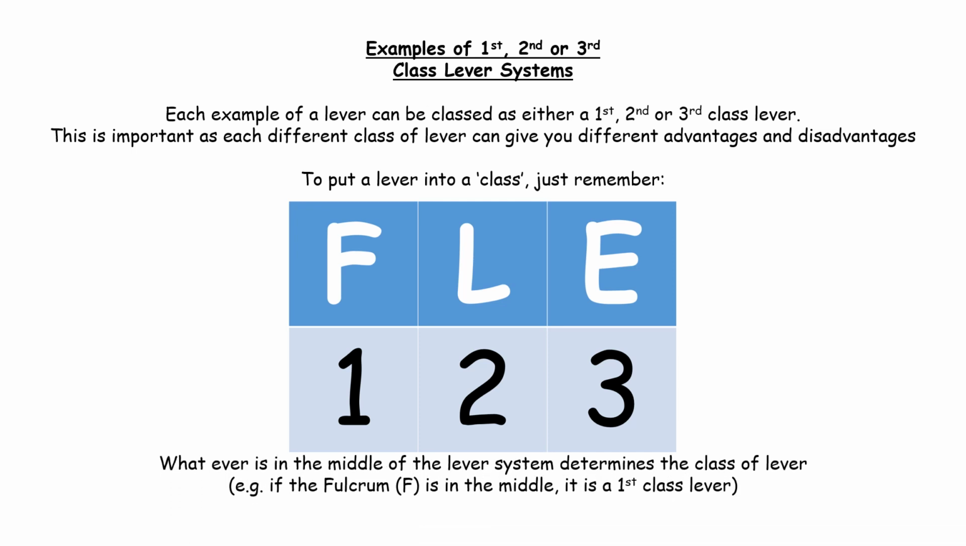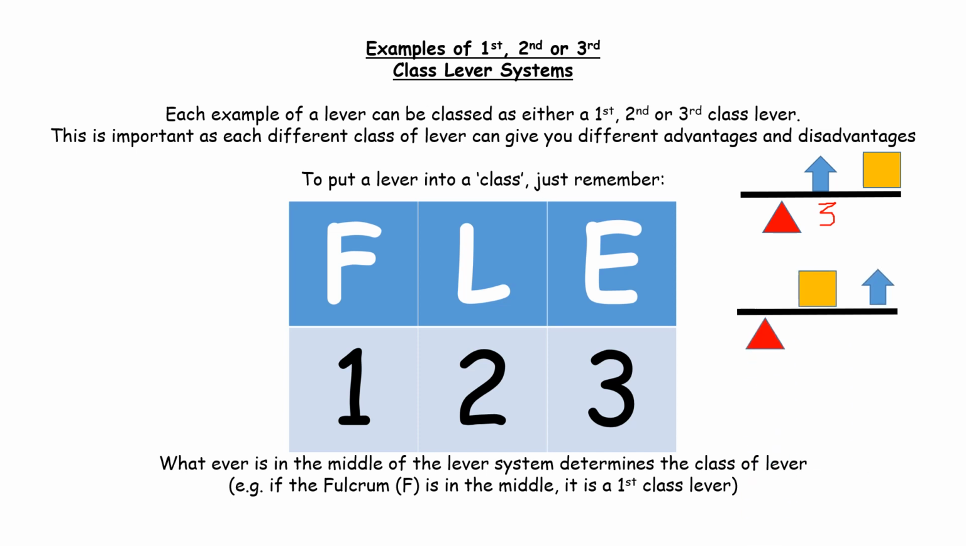For example, on this lever arm which has been drawn up there, we can see that in the middle is the arrow, and I know that the arrow is the effort. So straight away, I know that that is a third class lever system. This next one, I can see that the square is in the middle, which means that's the load. So I know that that is a second class lever system. This particular one, the triangle, or the fulcrum, is in the middle. So that is a first class lever system.